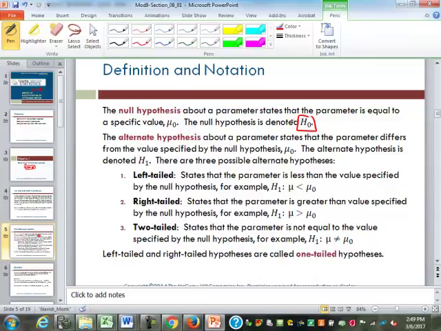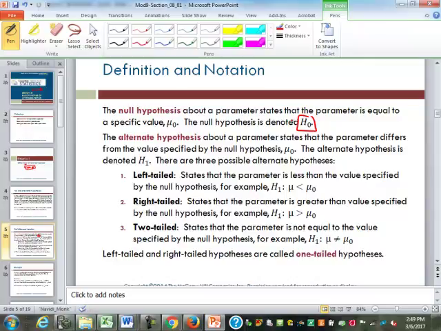The alternative hypothesis is about a parameter, again the same parameter as the null hypothesis, and it states something different from the null. What that means is the null and the alternative have to cover every possibility. So the null says this, the alternative says everything else. The alternative hypothesis is denoted by H1, and that could change. Some books call them H0 and HA for alternative. This one's using H1, H0 and H1, which does make sense.